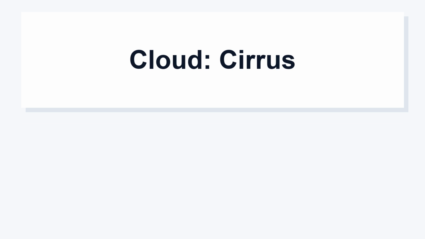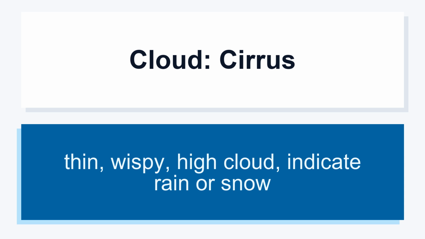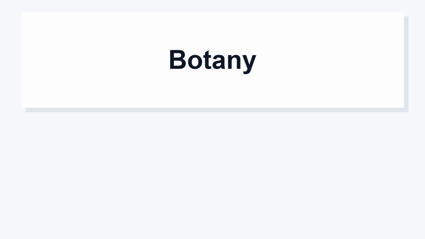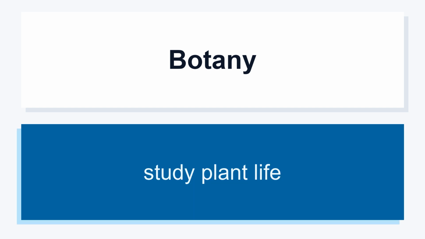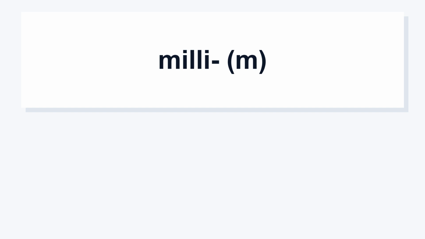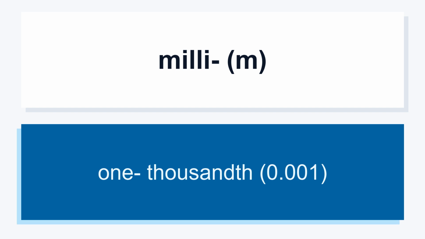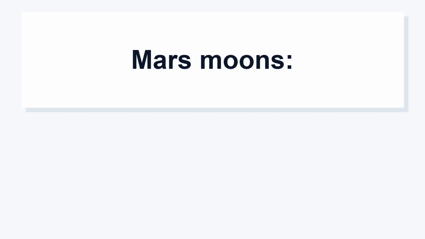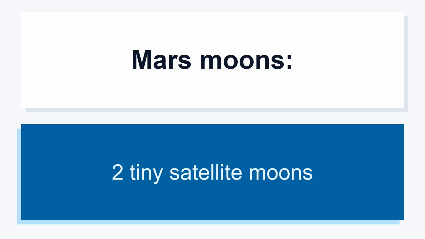Cloud, cirrus: thin, wispy, high cloud; indicates rain or snow. Botany: study of plant life. Milli, m: one thousandth, 0.001. Mars moons: two tiny satellite moons.